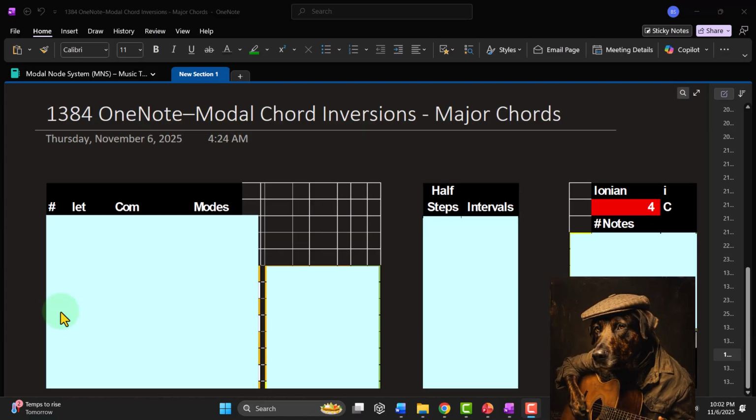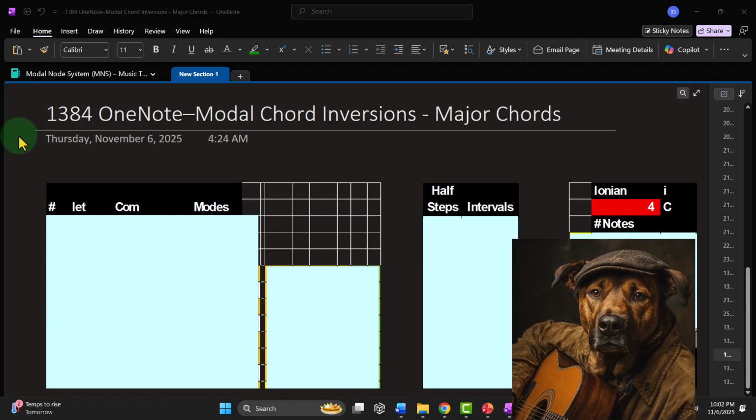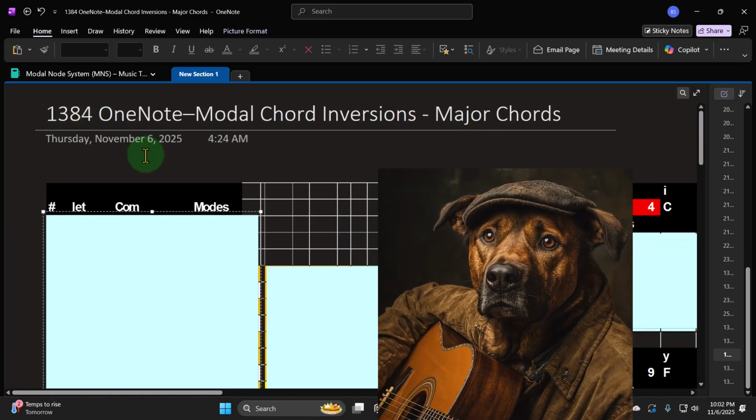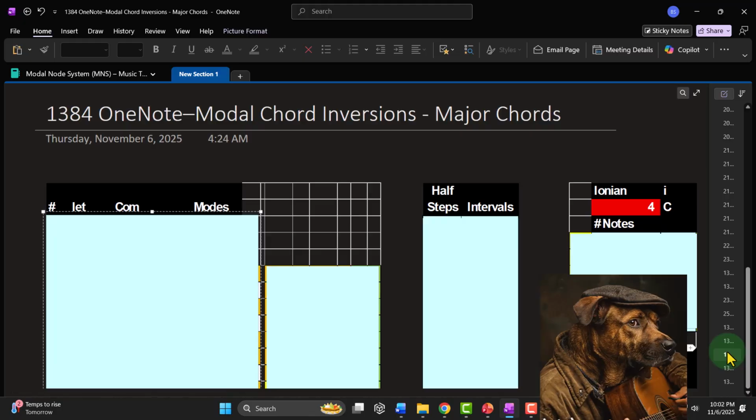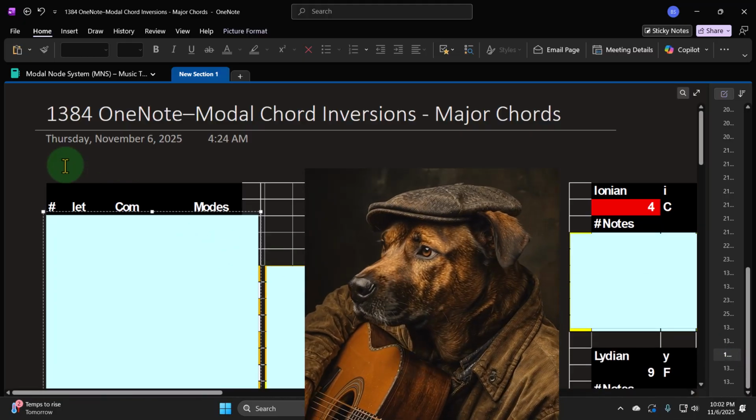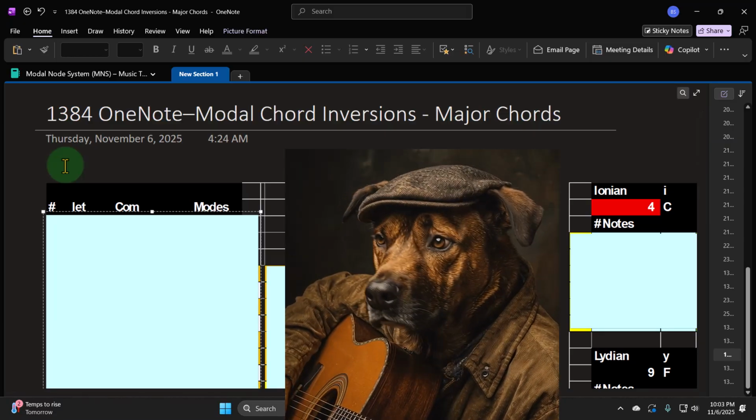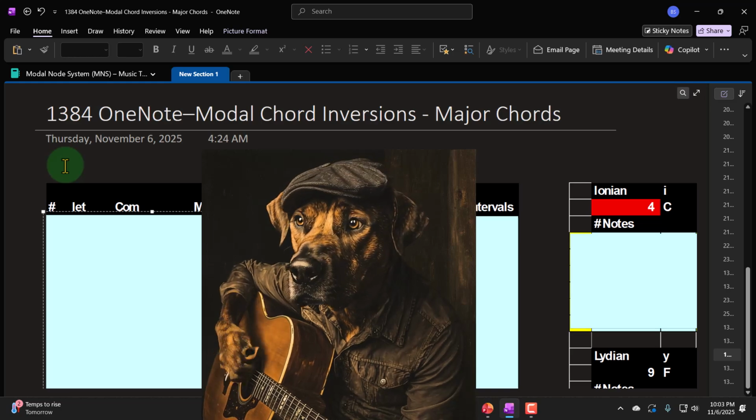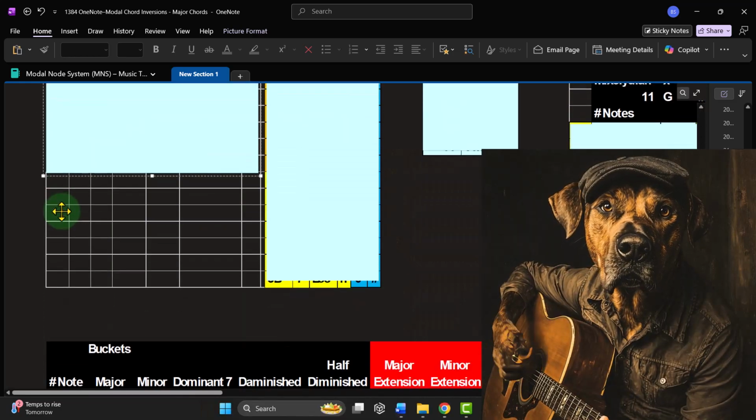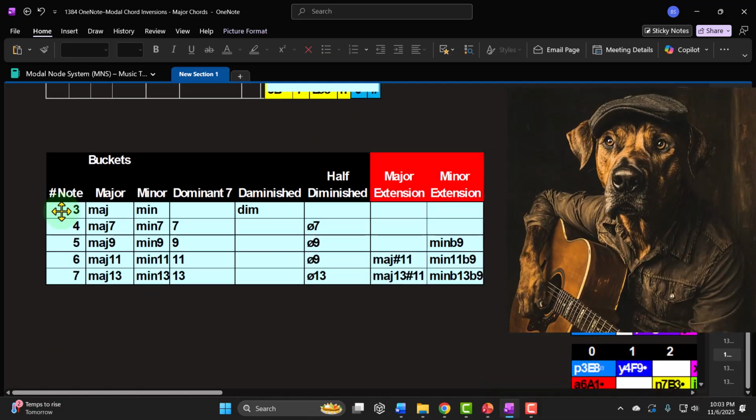You're not required to, but if you have access to it and would like to follow along, we're currently in the OneNote file of Modal Node System, MNS, Presentation 1384, OneNote, Modal Chord Inversions, Major Chords. List of presentations on the right-hand side. Also noting, in this OneNote presentation, we'll spend all our time on music theory, but we have another similarly numbered and named, or multiple similarly numbered and named presentations where we actually build these tables in Excel, practicing not only music theory, but Excel table visualization as well.